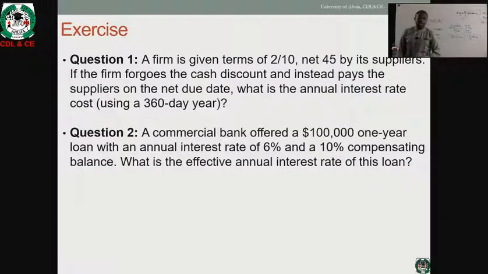Then we have an exercise here that talks about credit terms. A firm is given terms of 2/10 net 45 by its suppliers. If the firm forgoes the cash discount and instead pays the supplier on the net due date, what is the annual interest rate cost, using 365 days per year?